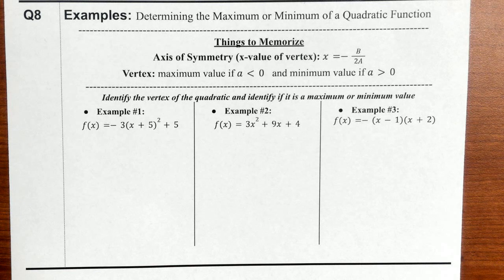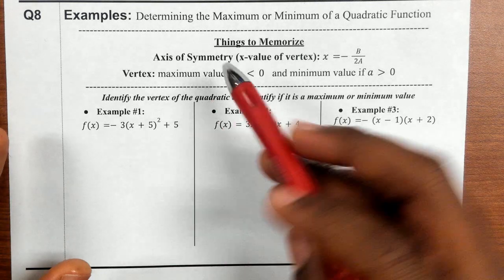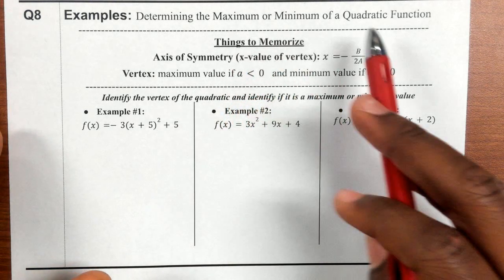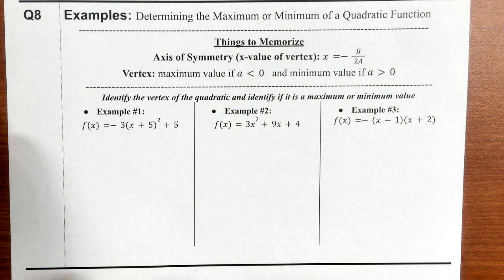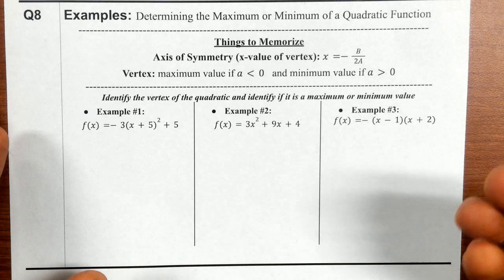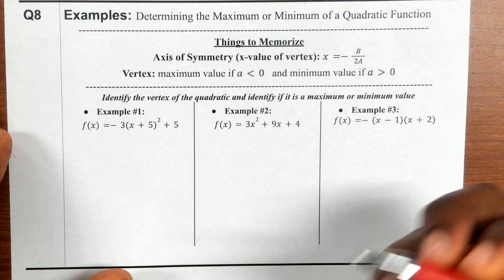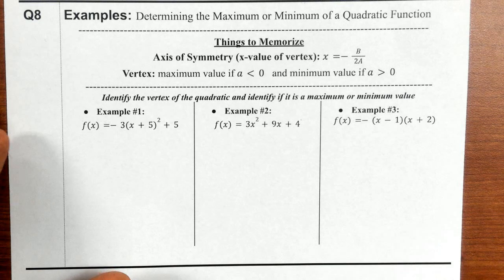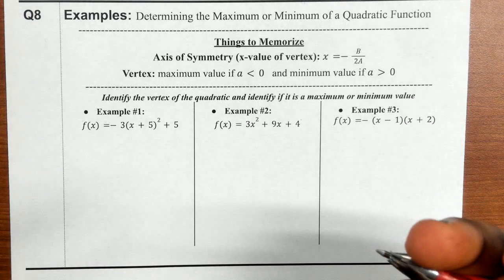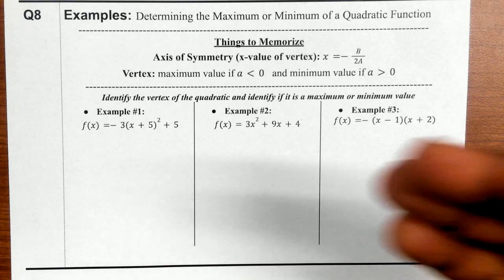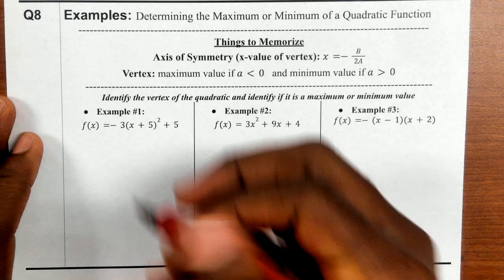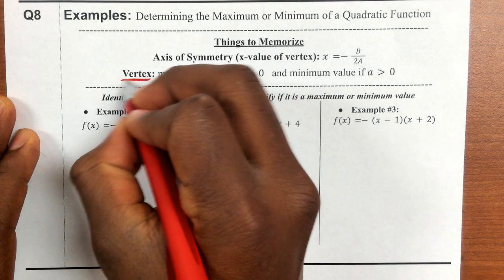Question number 8 wants us to determine the maximum or minimum of a quadratic function. To figure out the maximum or minimum of a quadratic function, we need to identify what the vertex is. That's how you identify what that maximum and minimum are. You look for the vertex.